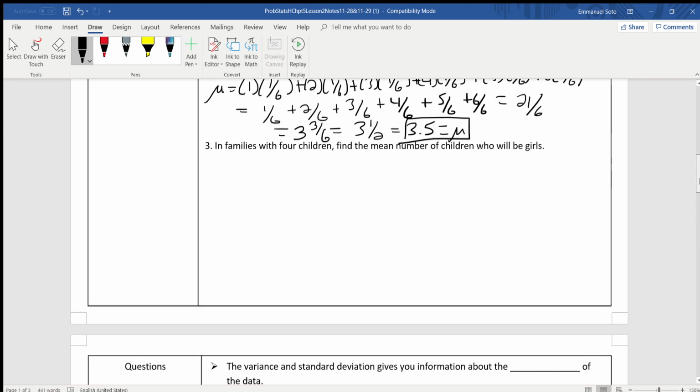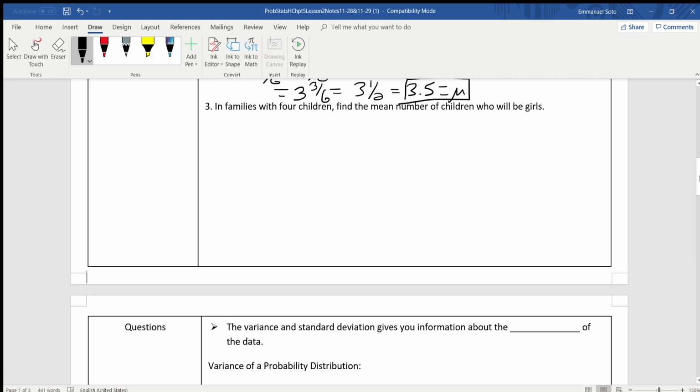Now in number 3, we're looking at a 4-children family. So if we keep having 4-children families, how many of those on average will be girls? All right, so we need to go ahead and do our sample space. How many possibilities are there?